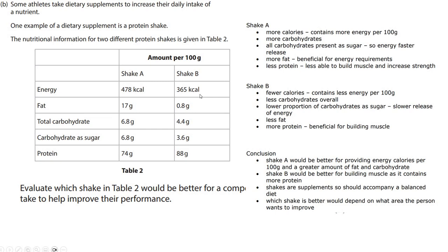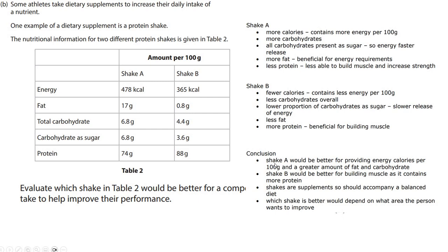On the other hand, shake B has fewer calories, contains less energy per 100 grams. They have less carbohydrates overall. They have a lower proportion of these carbohydrates stored as sugars, so that means there's a slower release of energy. There is less fat, but there is more protein, which is beneficial for building muscle. And then once you've compared them, you need to put a conclusion.